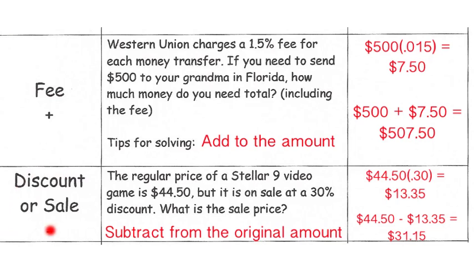Now discount or sales, this is where you subtract. So you find the percent of a number and you subtract from the original amount. So the regular price of a Stellar 9 video game is $44.50, but it's on sale at a 30% discount. What's the sale price? You find 30% of $44.50, which is $13.35, and that's how much money you're going to save. So you subtract it from your original cost, and so the sale price is $31.15.